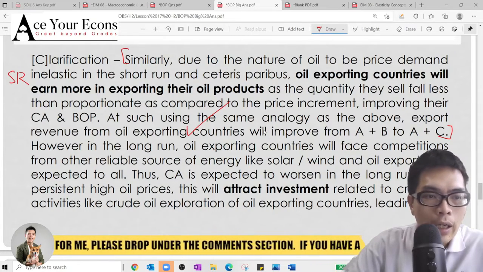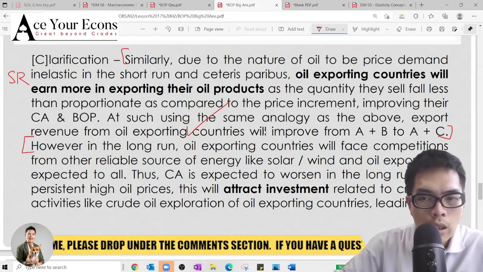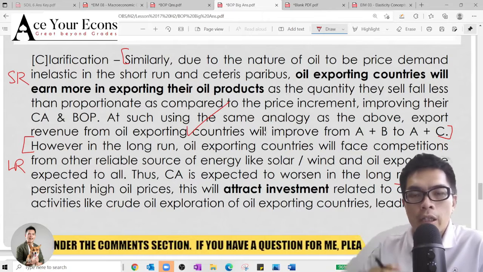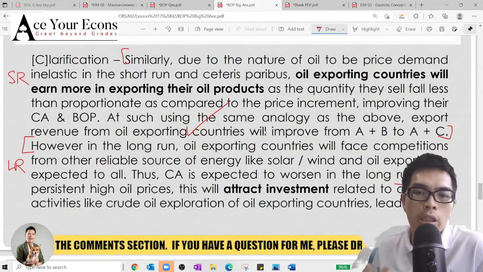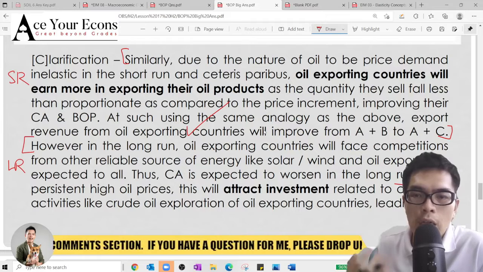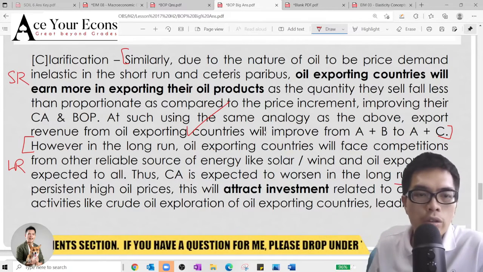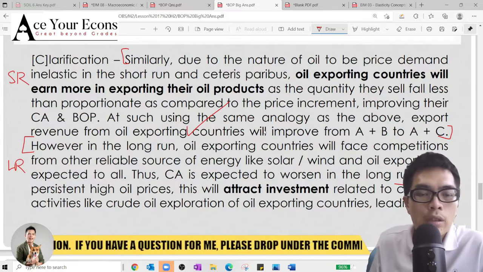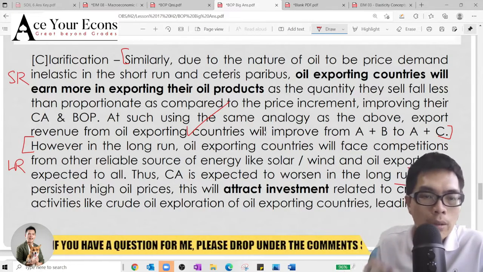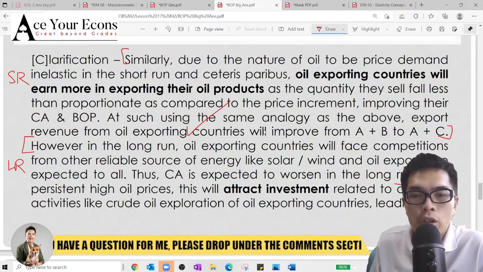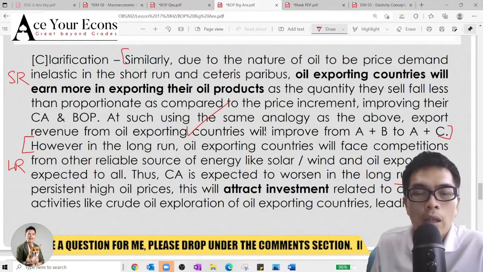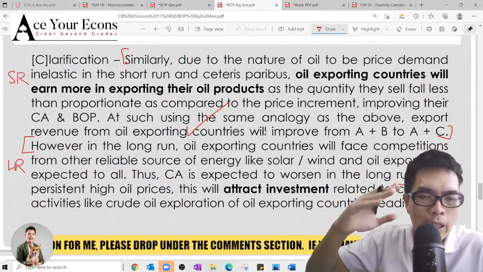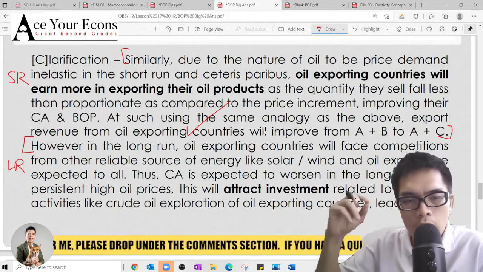So the long run, I'm going to box this, is going to be optional. Earlier on, under oil importing countries, we deduced that in the long run, consumer patterns will change. They will develop substitutes to oil, like solar, nuclear, hydro, whatever energy. Likewise, in the long run, oil exporting countries will face competitors. Consumers will develop other reliable sources of energy, and you'll get used to using them.